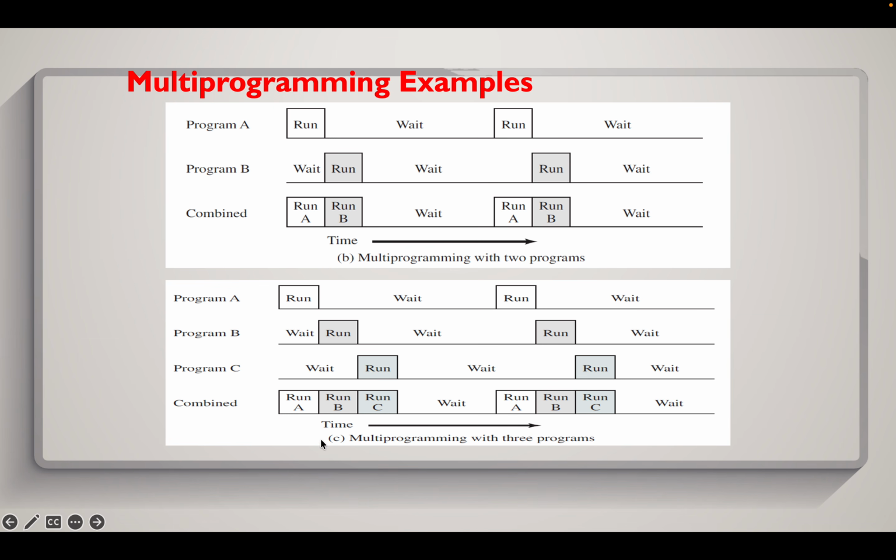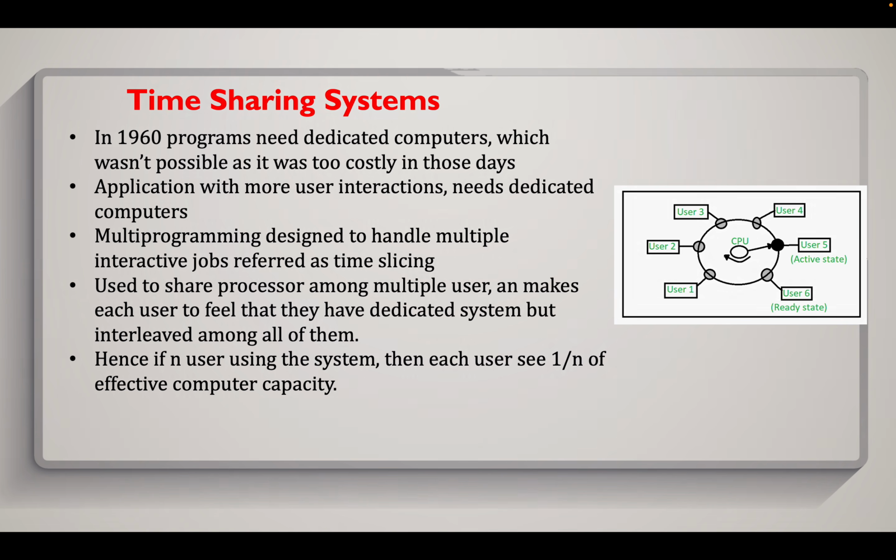Here you see there are two examples given for multi-programming: program A and program B. When program A waits for some input-output operation, program B gets executed. So overall, the CPU is not idle. That is, in a single batch processing system, the CPU will be idle when one program is executing or the program waits for the input-output operation to complete.